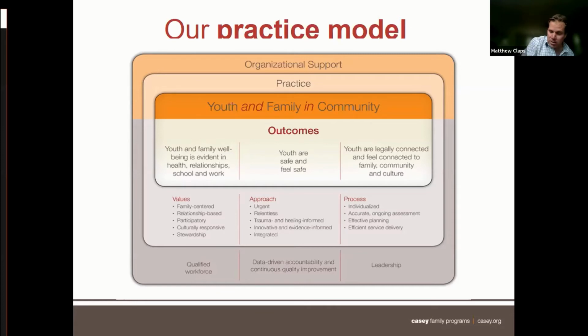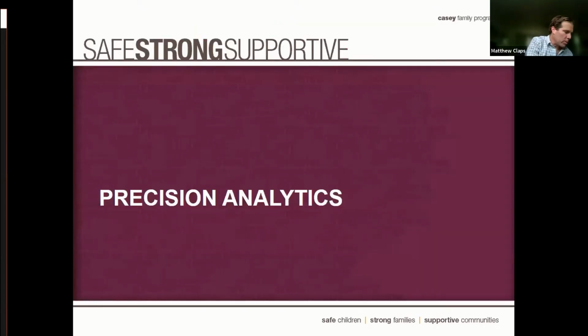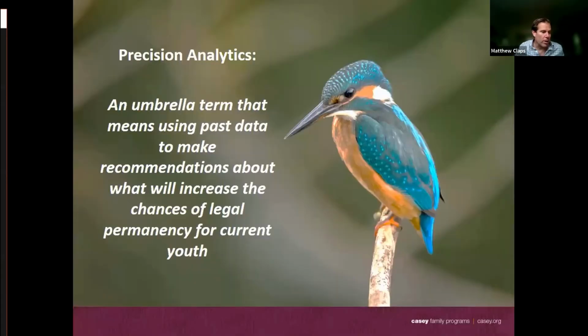And so with that, I want to share a little bit about some of the work that we've been doing, incorporating precision analytics into our work. For us, precision analytics is an umbrella term. What we're talking about is how we use past data to make recommendations about what strategies or interventions will increase the likelihood or the chance of positive outcomes for our youth and families. And for us, the core outcome that we've been focusing on in terms of modeling our data is around the achievement of legal permanency. And we use the term precision analytics intentionally.